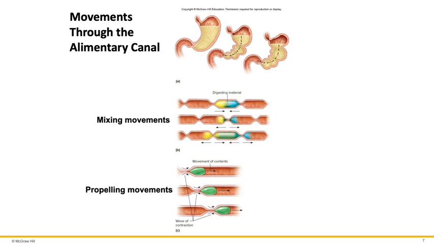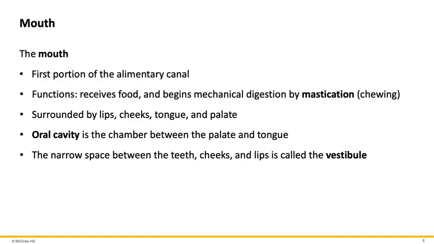The second type of movement, which is called propelling movement, also called peristalsis, is accomplished by movement of the longitudinal muscle layer. This movement helps the food pass from one part of the digestive system to another part of the digestive system. The first part of the digestive system is the mouth.